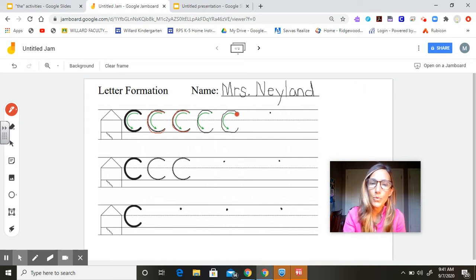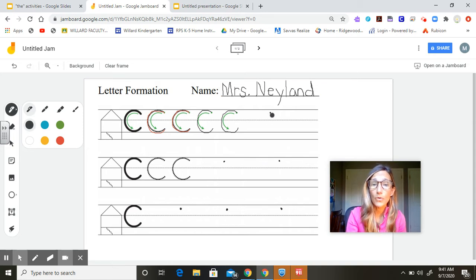Okay. And then there are two here that I did already. This arrow just tells you which way to go. You start a little bit below the roof, you bump the roof, around, bump the floor, and come back up just a little bit. Okay, so if you look at the rest of my paper, I'm just teaching you how we would like for you to set up your paper going forward all year long when we learn a new letter. So you'll see some dots.